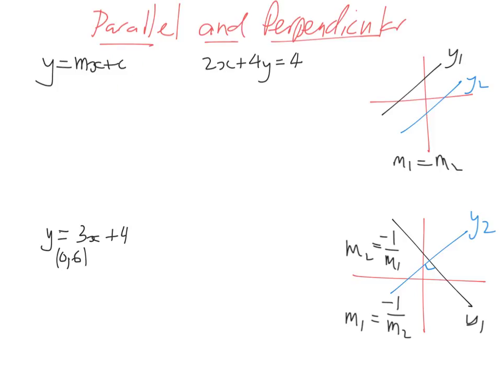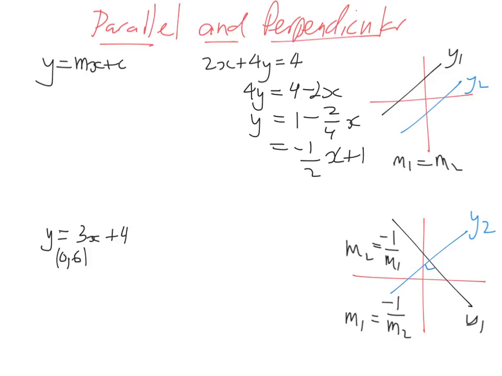With this one, I'm going to subtract 2x from both sides. So we're going to have 4y equals 4 minus 2x. Now I'm going to divide both sides by 4. y equals 1 minus 2 over 4 x. I always write our x term first, so this will be negative 2 over 4 x plus 1. We can simplify that as well. 2 over 4 simplifies to a half. So y equals negative a half x plus 1. Here the gradient is negative a half.